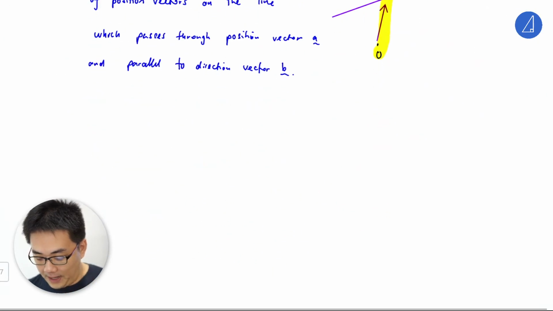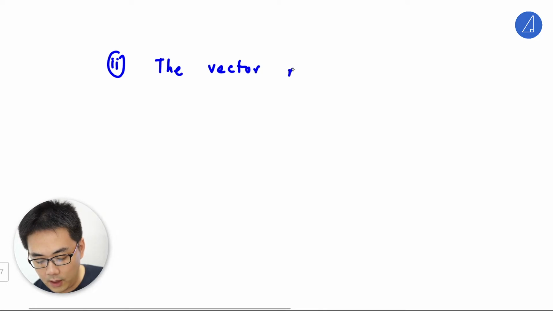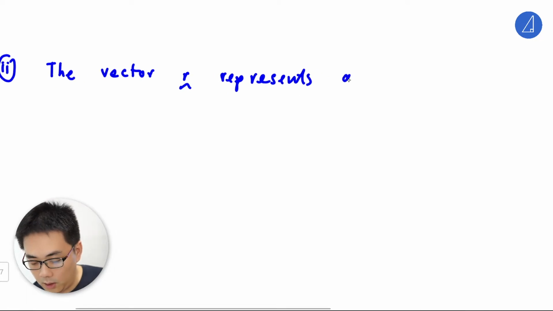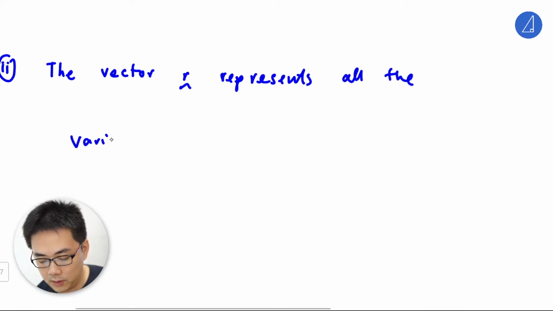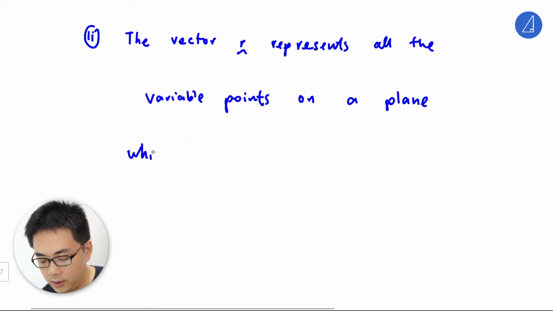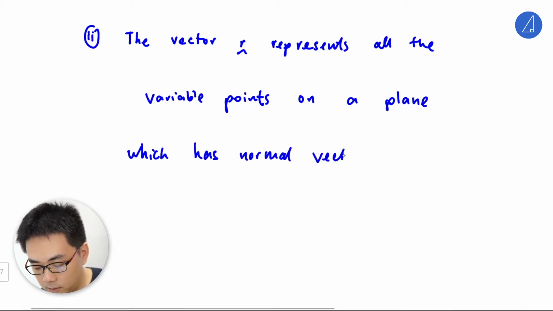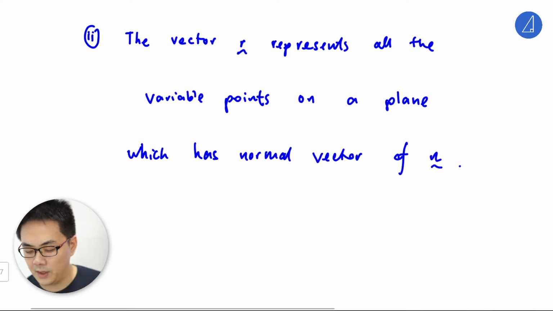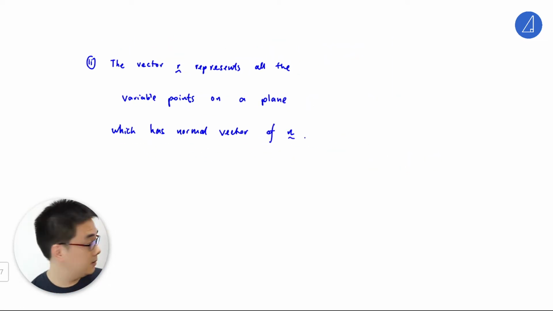I think part 2 is 3 marks, shouldn't be an issue, because the 1 mark will be quite easy to get, which is that the vector r represents all the variable points on a plane, okay, which has a normal vector of n. But now the problem is how to get the other 2 marks.